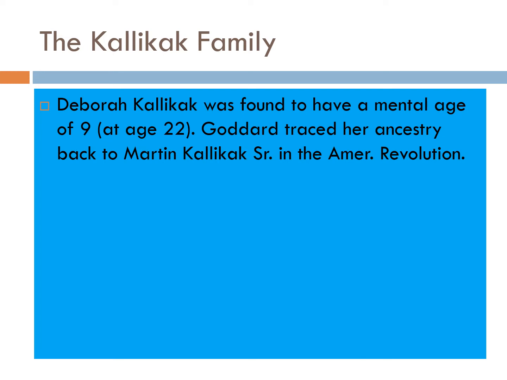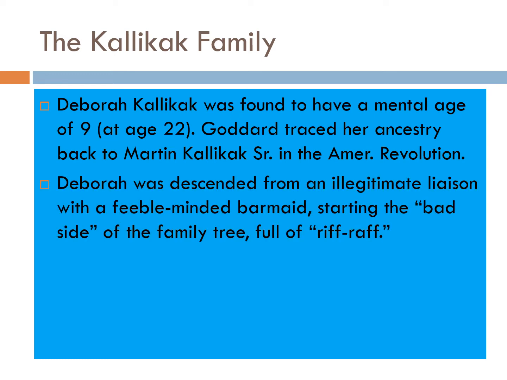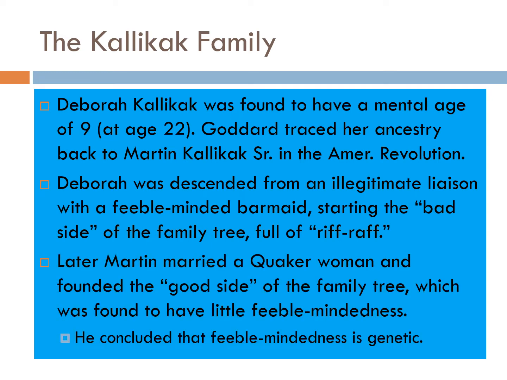Deborah Kallikak was an individual whose ancestry he traced back to the American Revolution, and she had a mental age of 9 at the age of 22, right? So Deborah was supposedly descended from an illegitimate liaison with a feeble-minded barmaid, starting the bad side of the family tree, full of quote-unquote riffraff, right? Later, Martin married a good Quaker woman and founded the good side of the family tree, which was found to have little feeble-mindedness. So he concluded that feeble-mindedness is genetic, and more importantly, that morality is genetic, right?